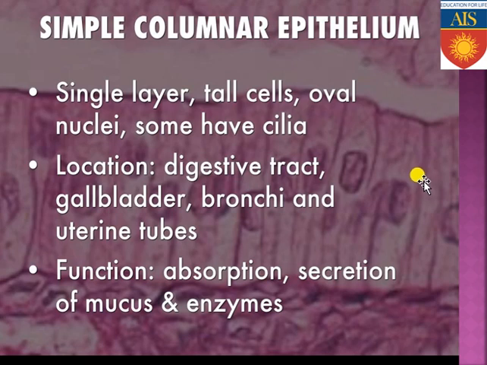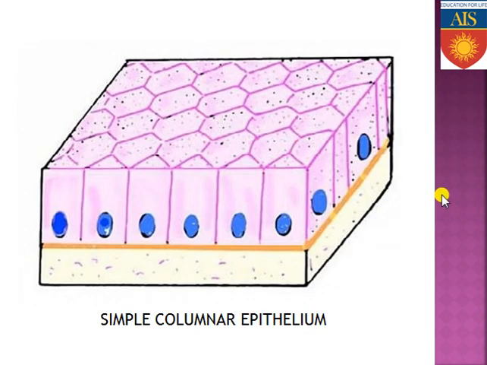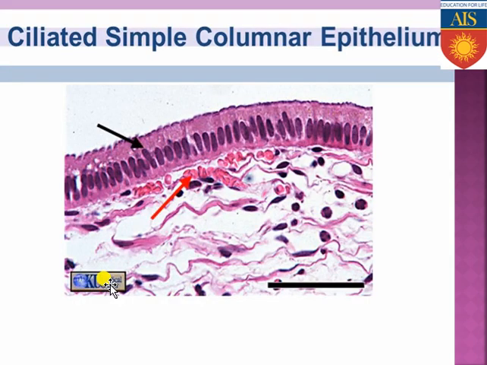So these are the substances which get secreted, like mucus and enzymes, as well as absorption; both functions are performed. This is a simple columnar epithelium. You can see the cells are columnar shaped, and obviously a single layer of cells is present, that's why it is simple columnar epithelial tissue. Just below there is the basement membrane layer, which is compulsory for any epithelial tissue.